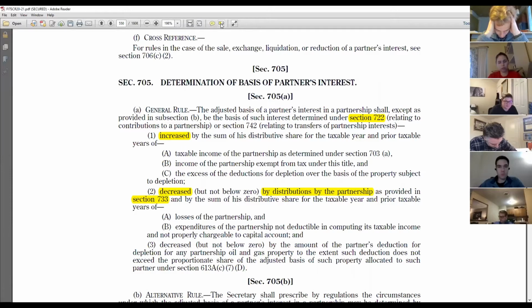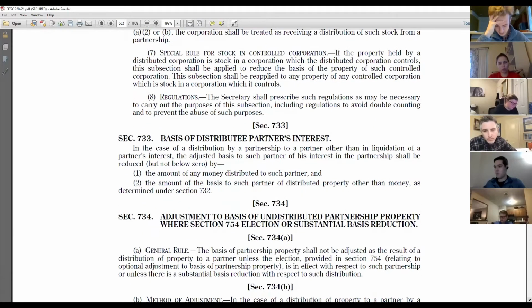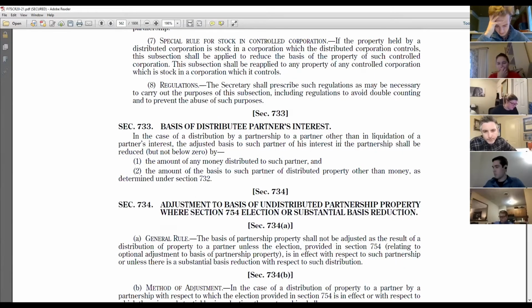When we have this constructive distribution of money, that's going to cause our basis to go down. How much does it go down by? Let's turn to section 733. Section 733 of the code says pretty simply, in the case of a distribution by a partnership to a partner, other than in liquidation of a partner's interest, liquidation would mean this is a liquidating distribution. You're getting this property, cash property, and then you're out. You're no longer a partner.